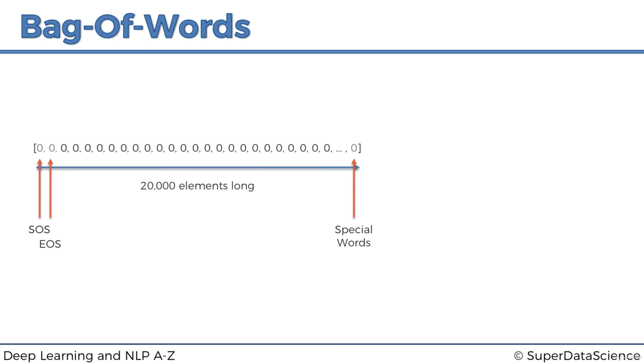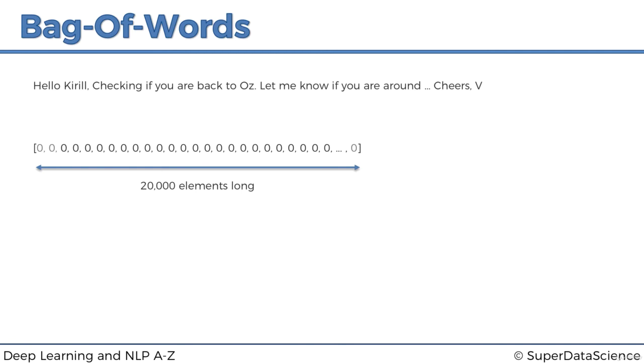All right, so let's go back to our email text. Here it is. Hello, Kirill. Checking if you're back in Oz. Let me know if you are around, etc., etc., etc. Cheers, V. And so let's see how this can be put into our bag of words. You've probably noticed by now that this is our bag of words that we're constructing here. So now we're going to throw the text into this bag of words. How's that going to happen? I'm just going to throw it in, and then I'll explain how it happens. So there it is. That's the result.